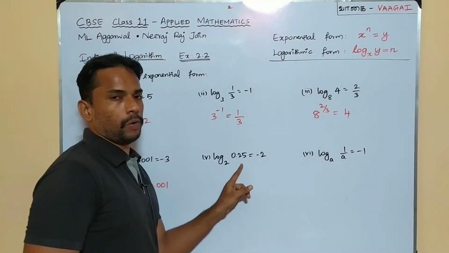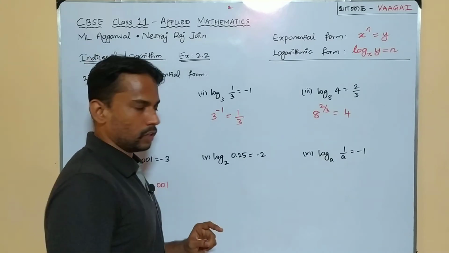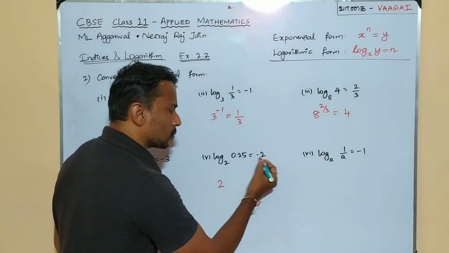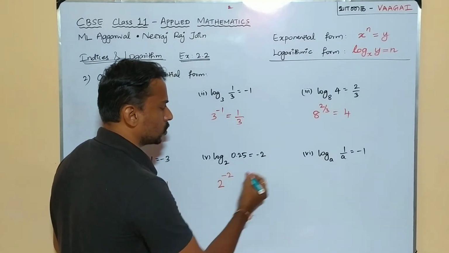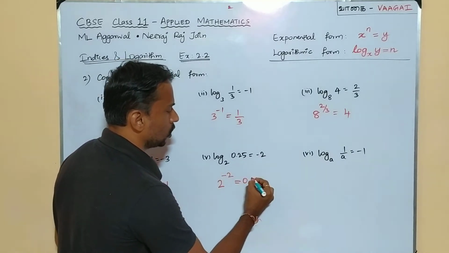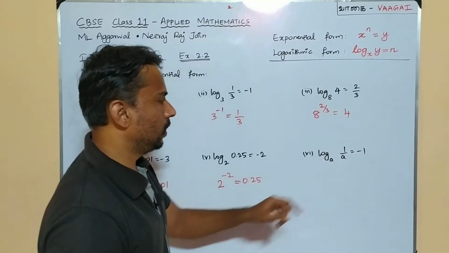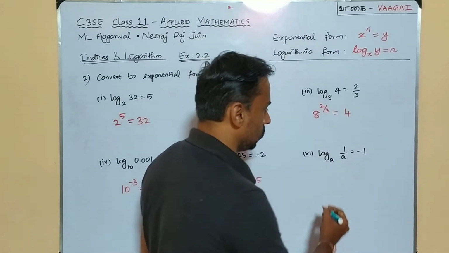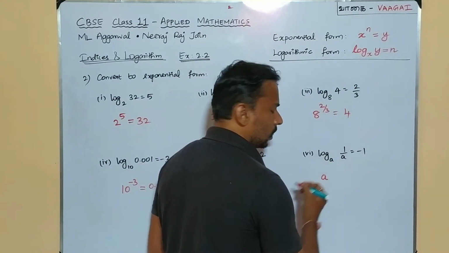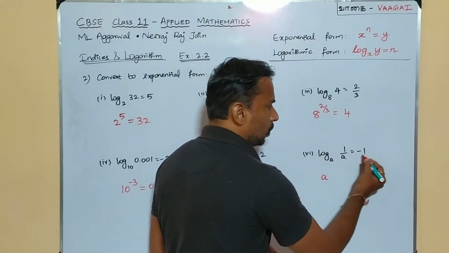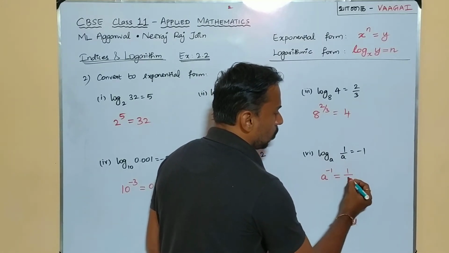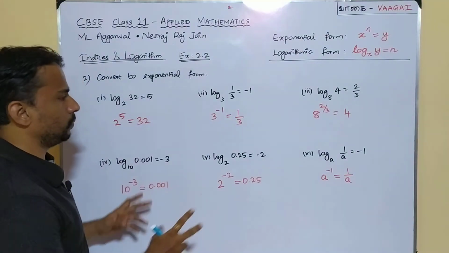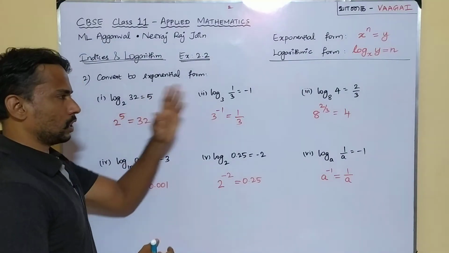Next one, here we have log 0.25 to the base 2 is equal to minus 2. So that means we will have 2 to the power minus 2 will be equal to this value 0.25. Next one we have log 1/a to the base a is equal to minus 1. So this a to the power minus 1 will be equal to 1/a, right? So we have finished all these questions. These are the exponential forms of those respective questions.